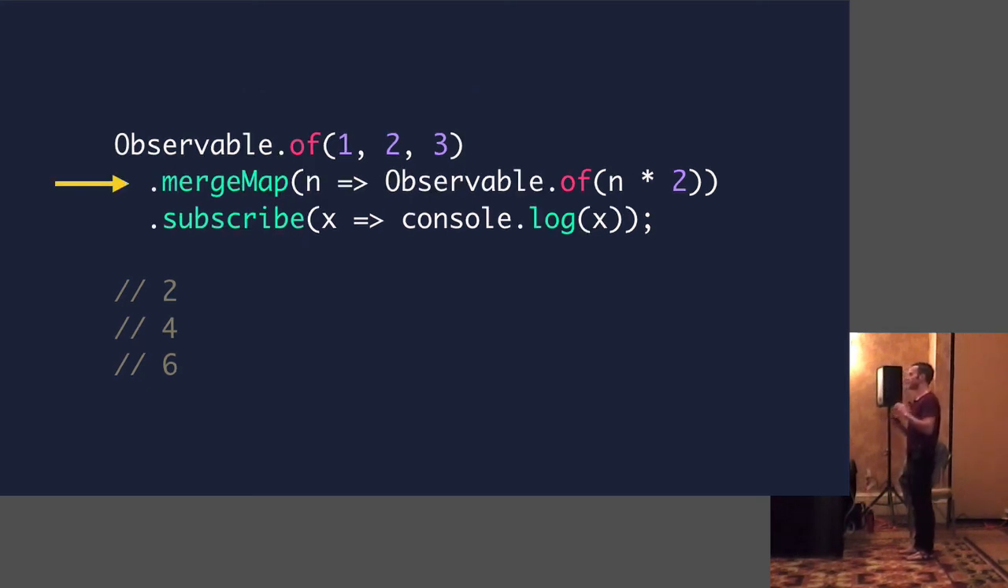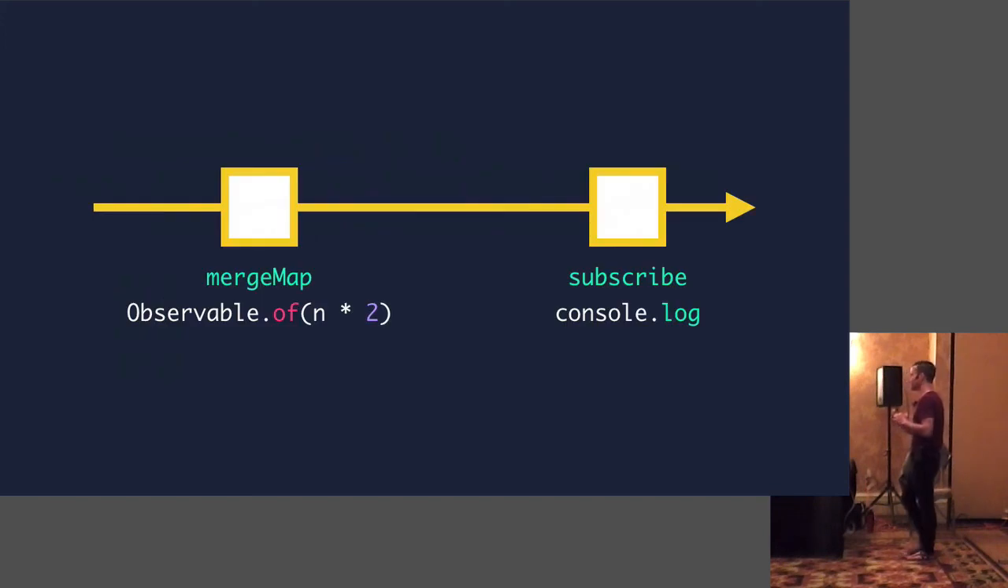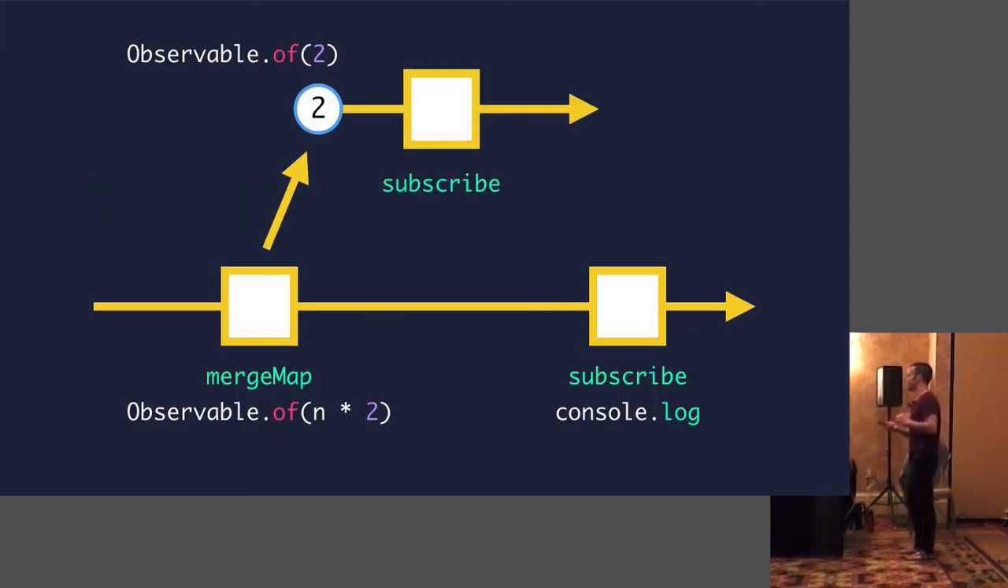In fact, we can condense that operation down into something called merge map, which does the merge all and the map in one operation. So I merge map to the observable of n times 2. So what that's effectively doing is, when I get 1 here, merge map is going to create or map that to an inner observable above, which is observable of 2. That outer observable on the bottom is going to subscribe to the inner observable that it just created. That inner observable is going to produce 2, and we're going to pull that 2 back down into the outer observable. So this is the first piece we need. We need a higher order observable, which is just an observable of an observable.